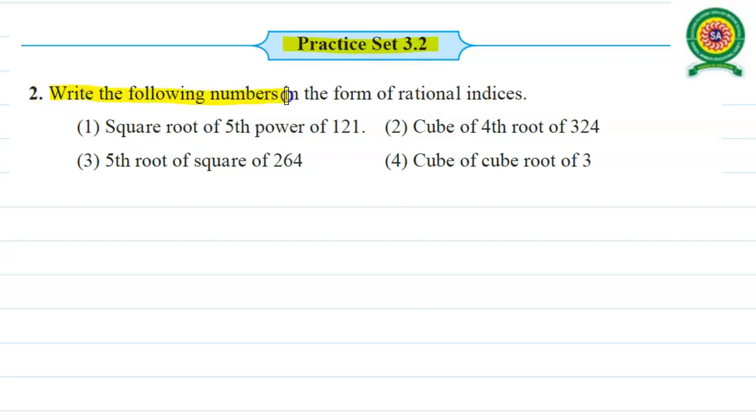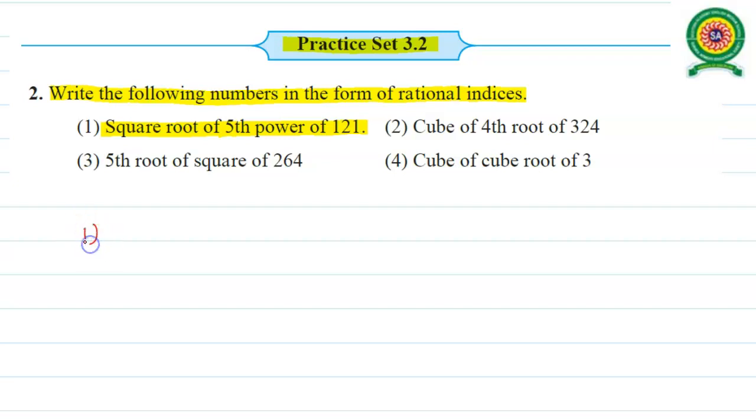Look at the second question in practice set 3.2. We are having: write the following numbers in the form of rational indices. Rational as the indices, keep in mind. Okay, so square root of 5th power of 121. So how to write this number now?